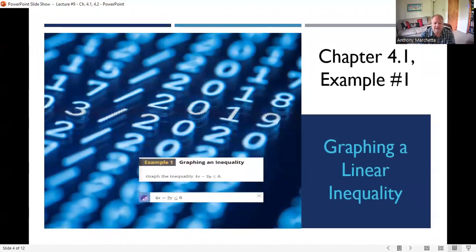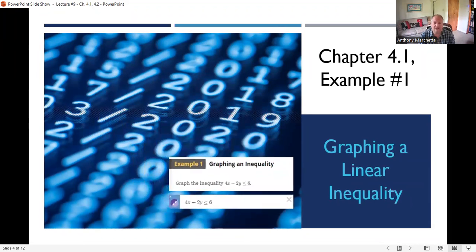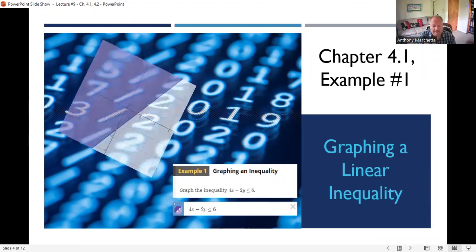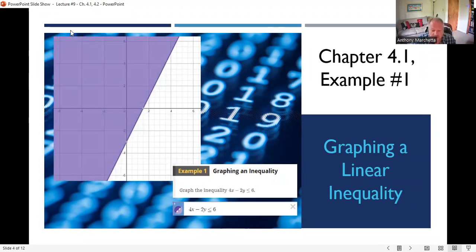Let's go through the motions of seeing what it's like to use Desmos for the first time to just graph an inequality. Here, I'm going to ask you to try to go ahead and graph this inequality. It's 4x minus 2y is less than or equal to 6.